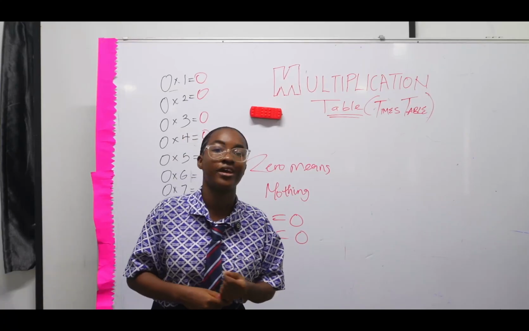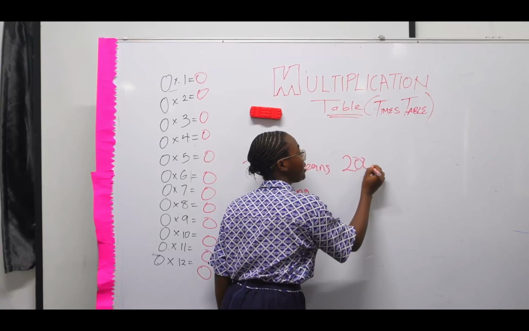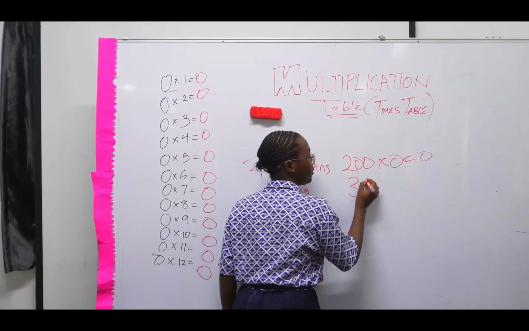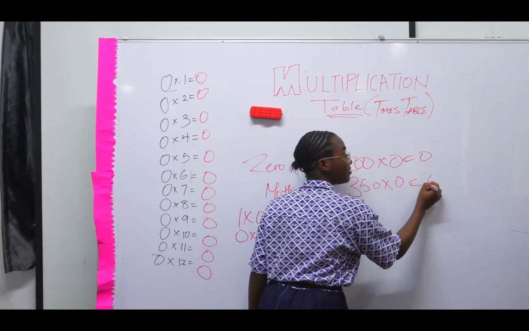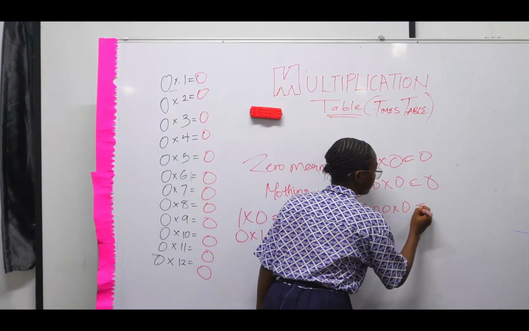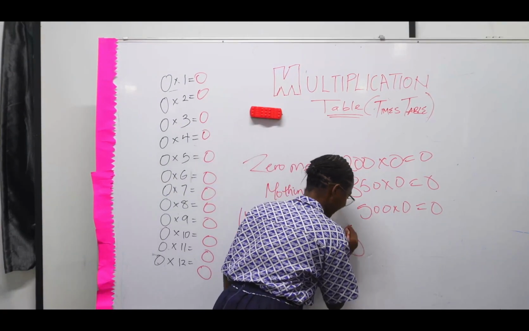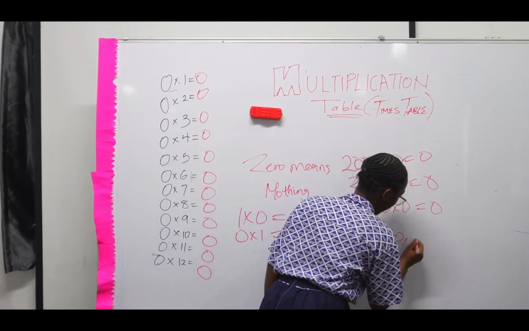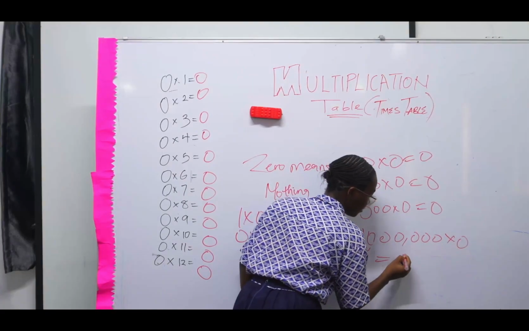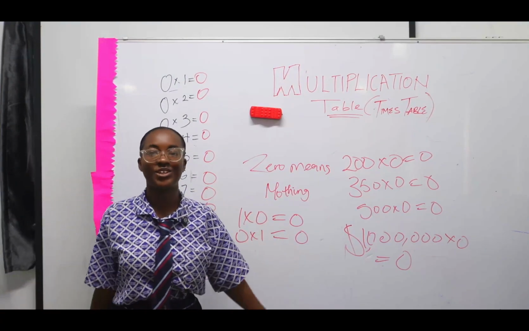You can also use any number. Two hundred times zero equals zero. Three hundred fifty times zero equals zero. Five hundred times zero equals zero. One million times zero equals zero. Zero means nothing. Thank you.